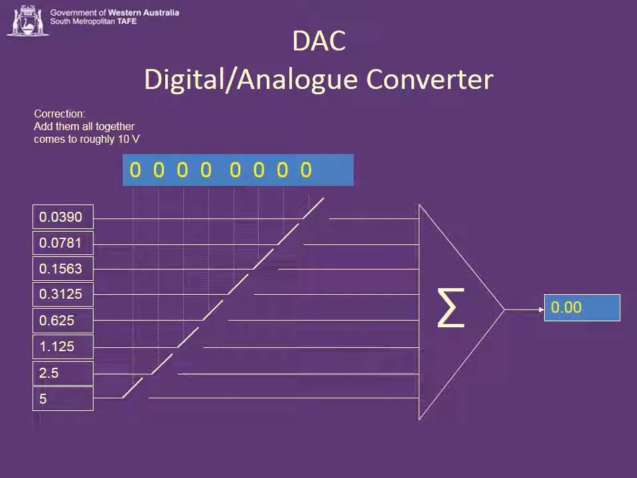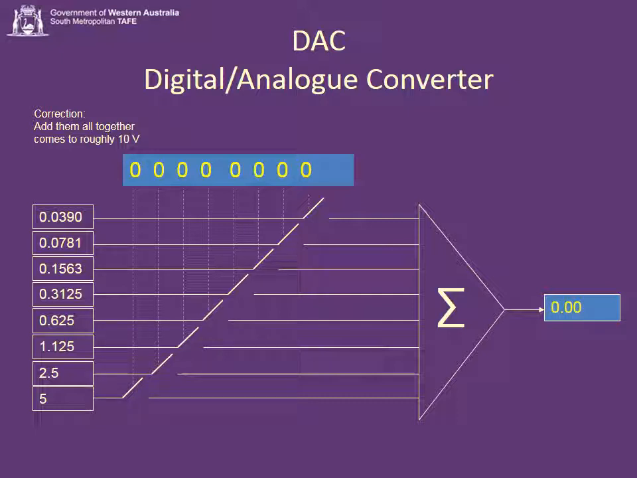On the left-hand side, I have a whole series of different size voltages. If you add all those together, it comes to roughly 5 volts. Each one of those voltages is being controlled by 1 bit of a digital word, so a digital value. As I change those digital values, the switches close and the voltage goes through, so the summator adds them.